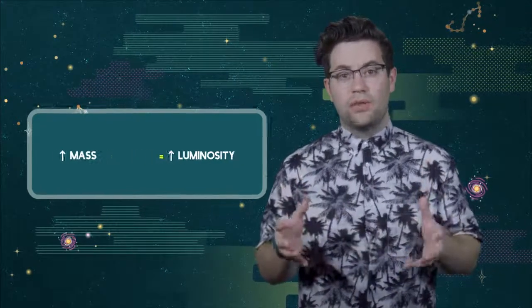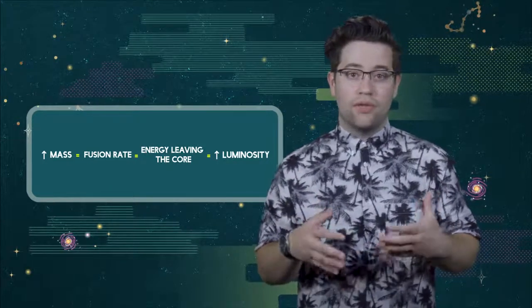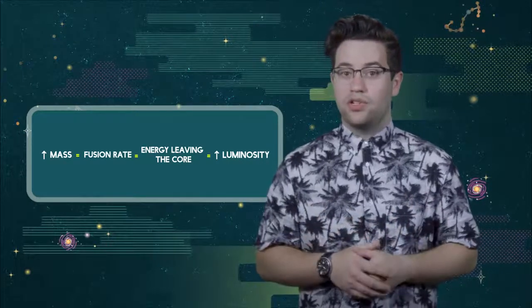The more massive the star, the brighter it is. The intense gravity of a massive star means its core will be denser, and as a result, hotter. This is important because fusion rates, meaning the rate at which energy is produced, is highly dependent on core temperature. So the more massive a star, the more energy per unit time it produces, and as this energy leaves the core and eventually reaches the surface, we observe a greater luminosity, meaning a brighter star.